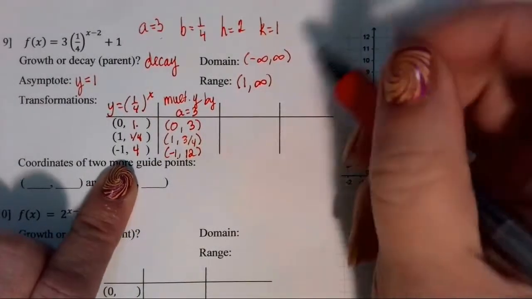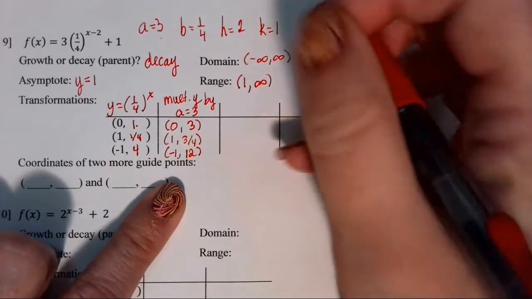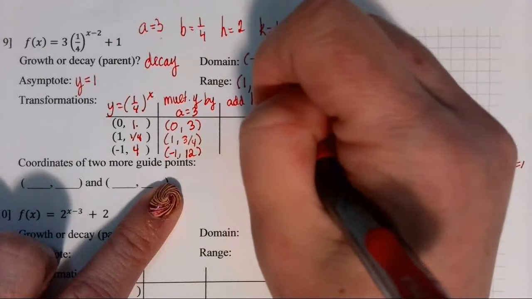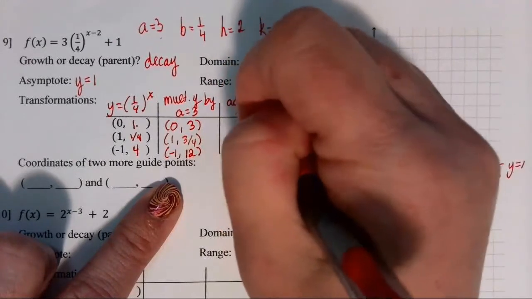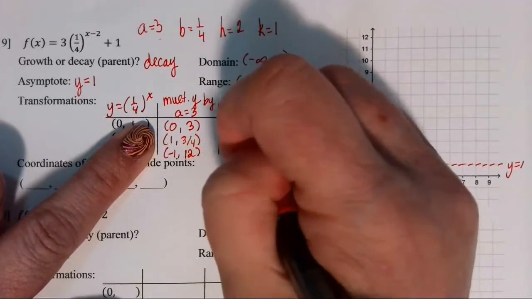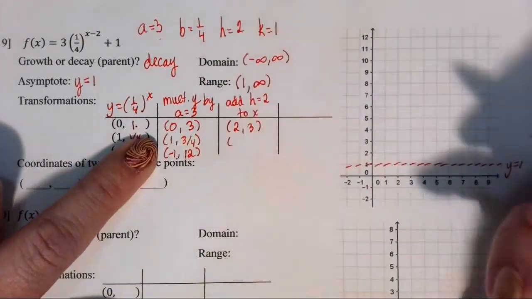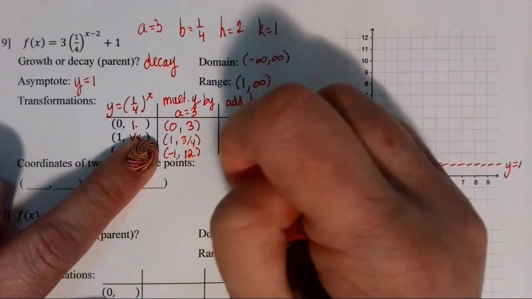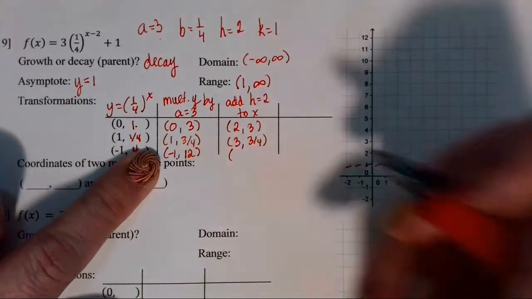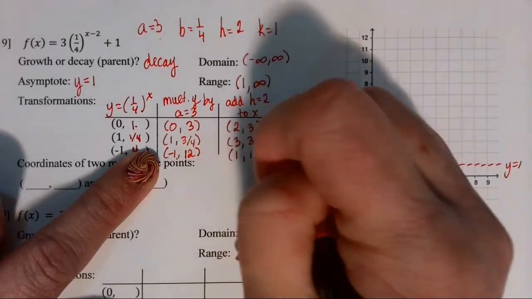Next we're going to do our horizontal translation by adding h equals 2 to the x values. So 0 plus 2 is 2. 1 plus 2 is 3. And then negative 1 plus 2 is 1.